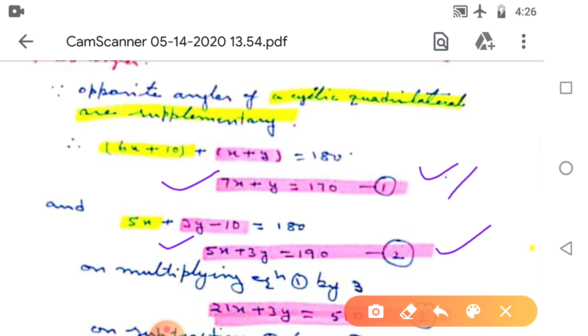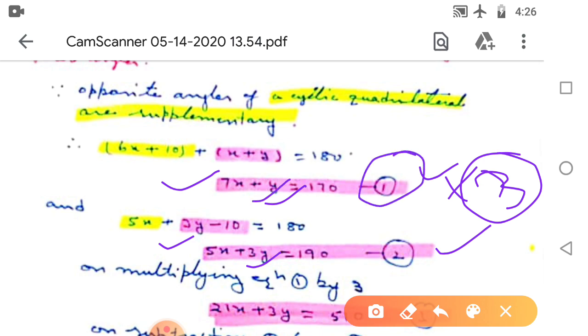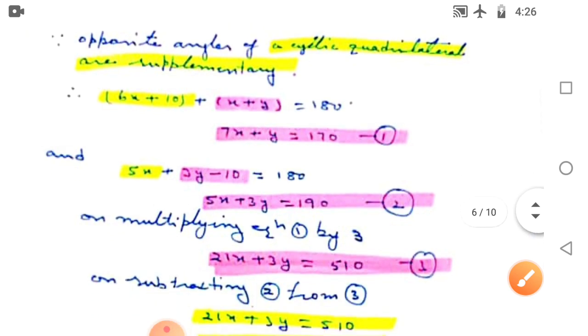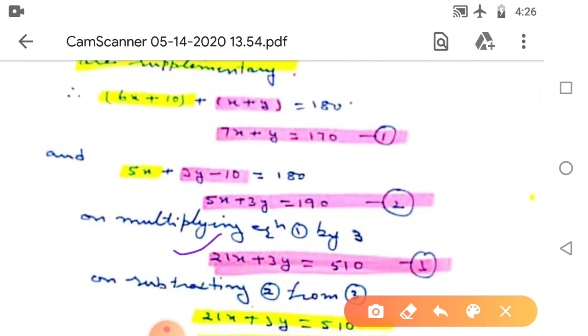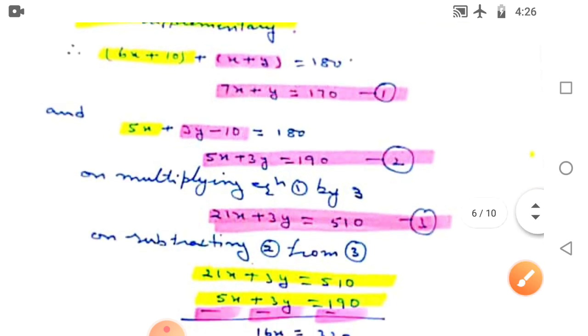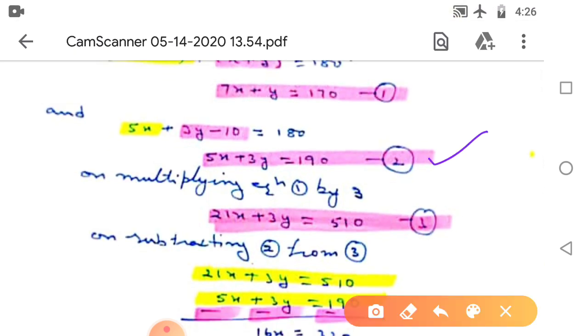Clear? Now on multiplying equation 1 by 3, by doing so we are making the coefficient of y the same. In equation 2, the coefficient of y is 3. So when you multiply equation 1 by 3, this becomes 3y. So on multiplying equation 1 by 3, we get 21x plus 3y is equal to 510. So we have two equations in front of us, equation number 2 and equation number 3. Now we need to solve these two equations.